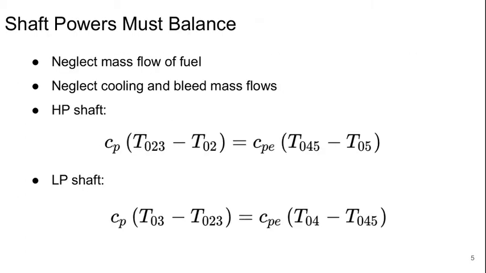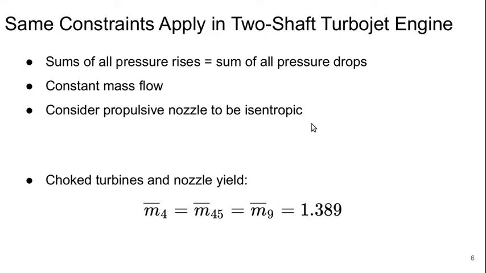Basically, the shaft powers have to balance. So again, if we neglect the mass flow rate of fuel and neglect any kind of cooling or bleed flows, then the high pressure shaft and the low pressure shaft, remembering that we have different cp values for exhaust combustion products versus clean air, it's very simple to write these power balances. And the same other constraints apply in our two-shaft engine too. The sum of all the pressure rises must be equal to the sum of all the pressure drops. The mass flow is constant, and the propulsive nozzle we will consider to be isentropic.